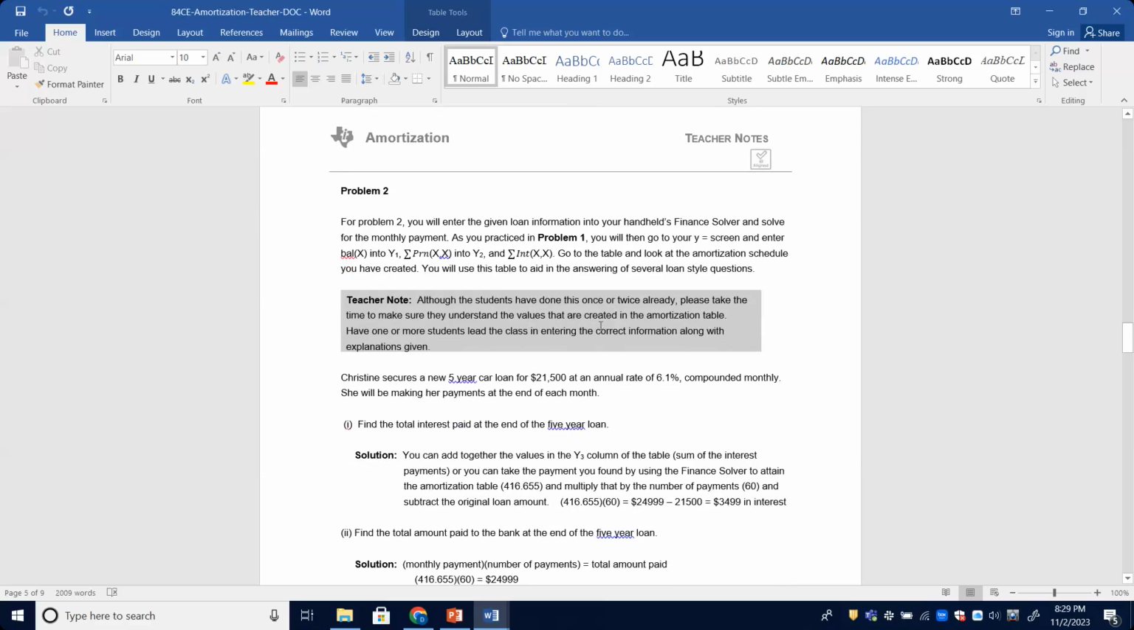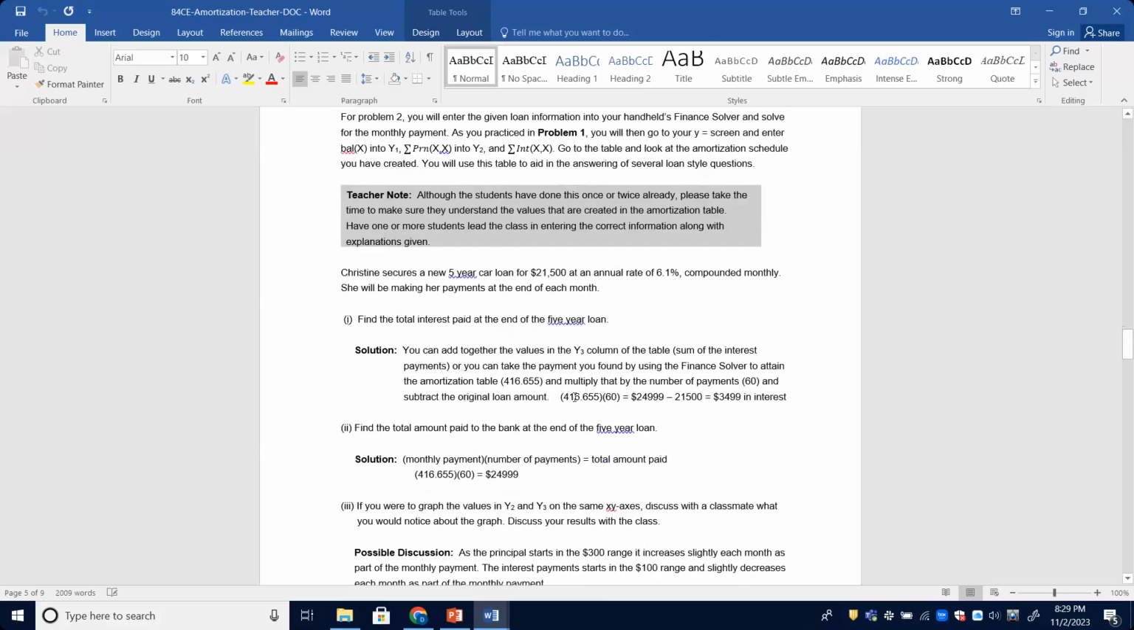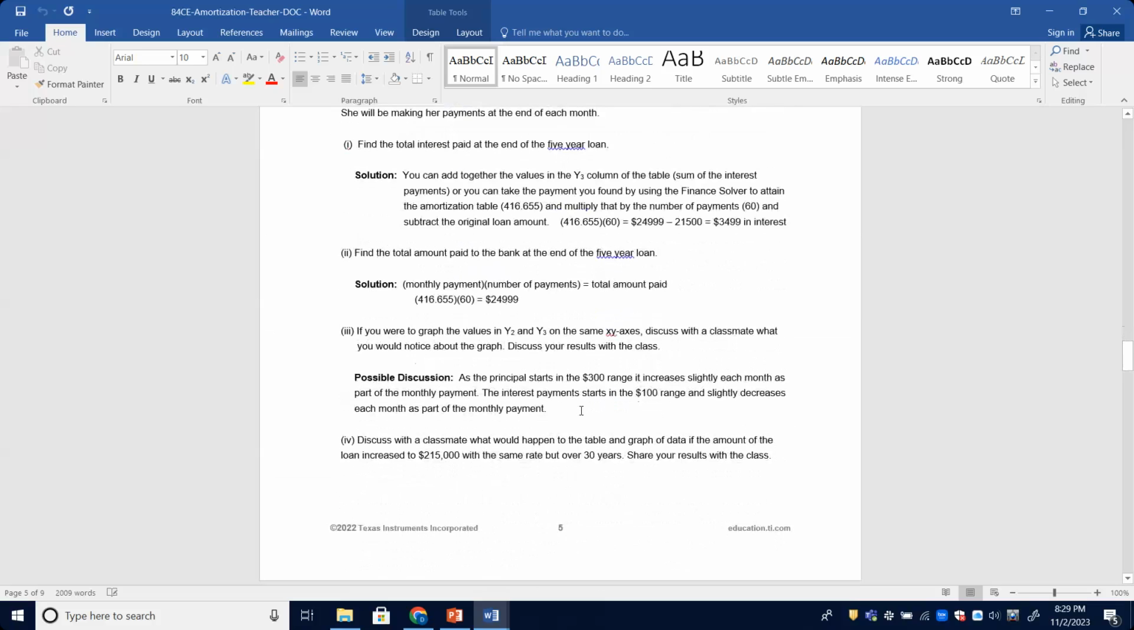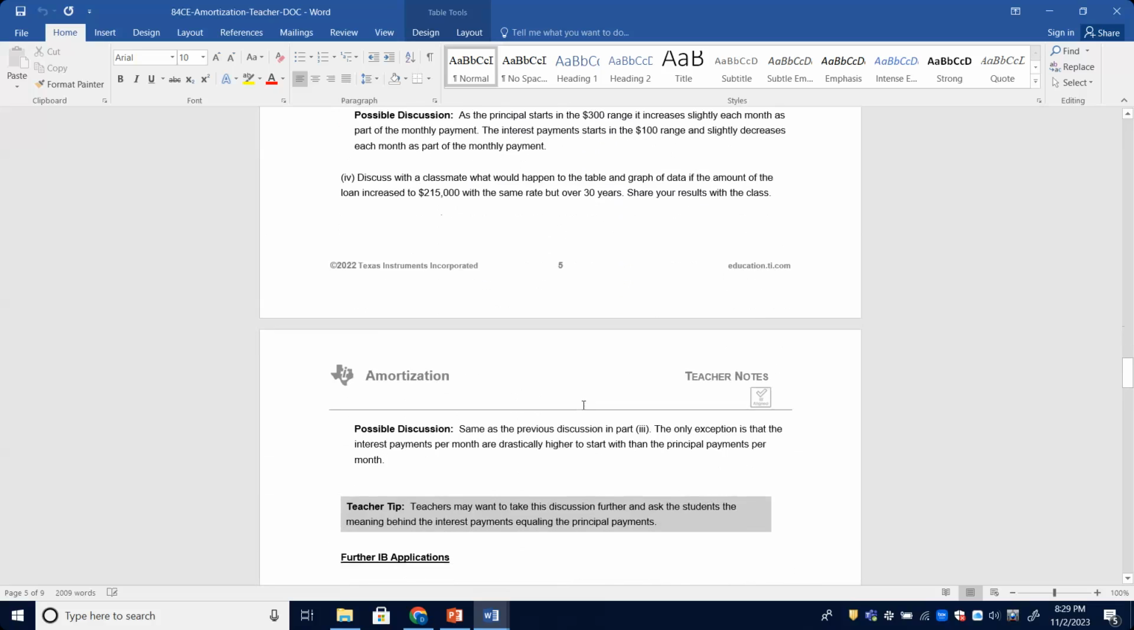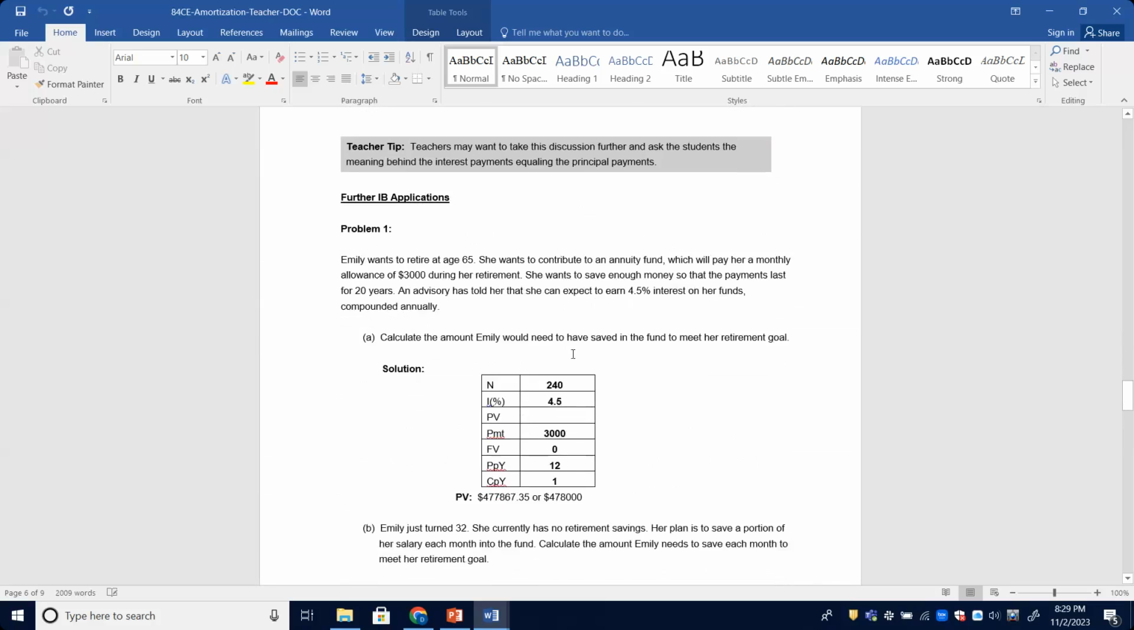This is one of those things where I would love feedback. If you see something on there for this particular activity that maybe doesn't make complete sense, or could use a little bit more explanation, I would love to hear that from you when you scan through the activities. We just want it to be the best it can be to help you in your classes. And then we, of course, end with the further IB applications.